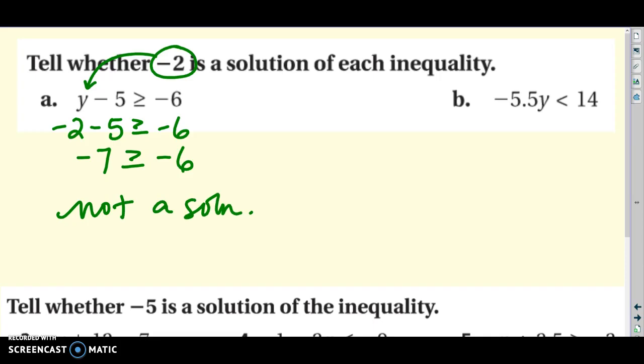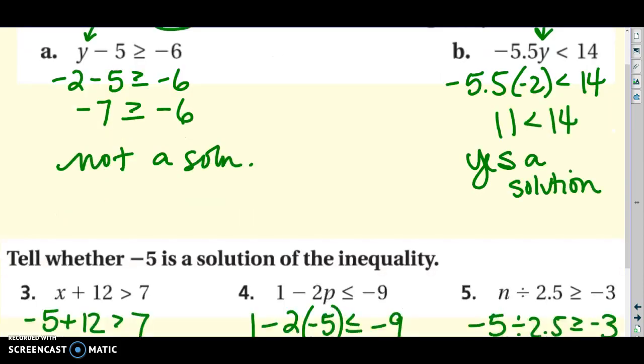Okay, so then B, and then tell whether -5, the next one's on your paper. Actually, there's 3 of those. Do those as practice. Substitute it in. So substitute in the -2, work it out, see if it works or not, and then your answer is yes, it is, or no, it's not a solution. Pause, and then we'll check.